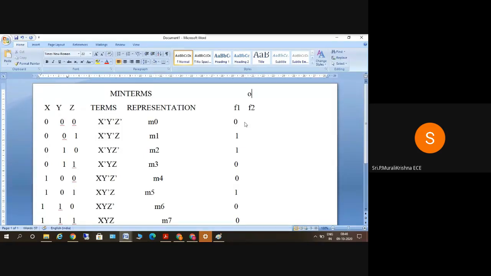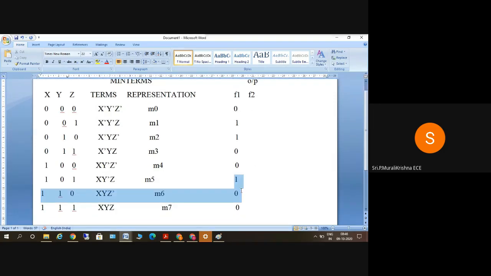We have to check the outputs, where it is equal to 1. So these are the ones here, and here it is 1. Okay, so F1 is the summation of the input combinations whose output is equal to 1, or F1 and F2. When we are writing these Minterms, it is the sum of products. When I talk about the sum of products, we have to add the Minterms whose output is equal to 1.